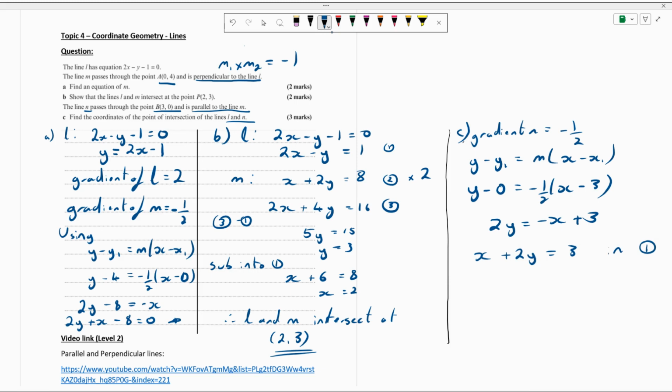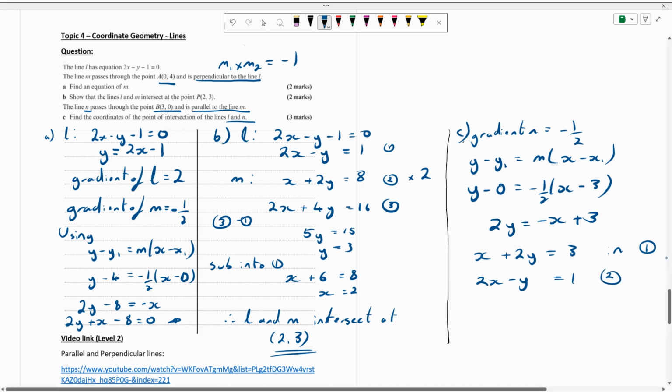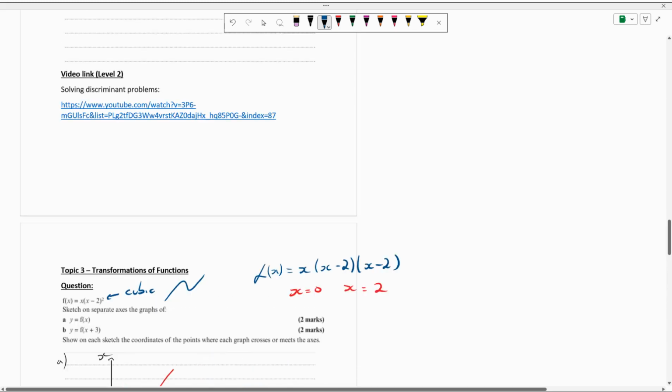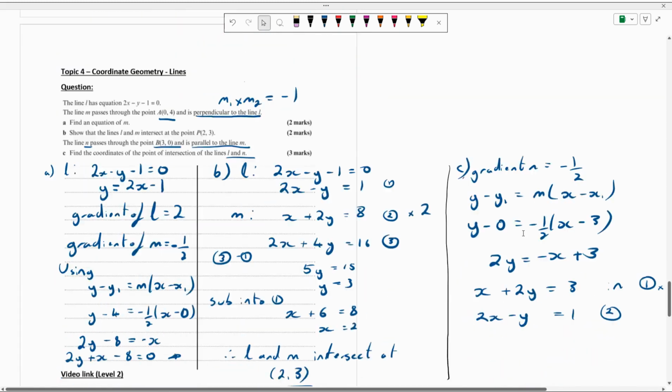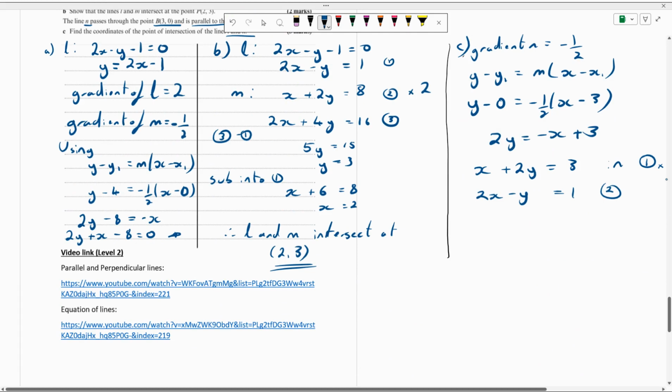Then line L we got in the form of 2x minus y is 1. This is equation 2. I'm just going to follow the same steps. This time I'm going to times the top one by 2. So I get 2x plus 4y is 6. That's equation 3. Same thing again. Let's do 3 take away 2. Gives me 5y is 5. So y must be 1.